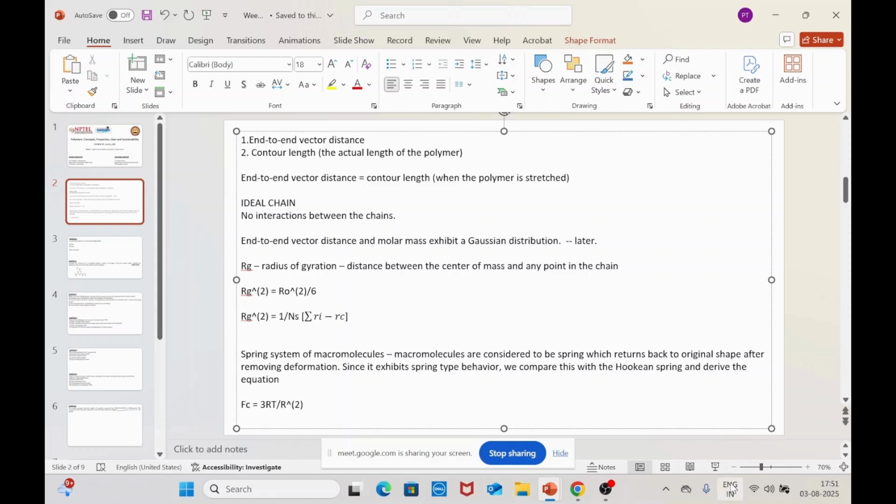So if you see here, this force is proportional to the temperature. Since this force is directly proportional to temperature, the spring constant is also going to be directly proportional to the temperature. So if you increase the temperature, the spring constant is going to increase, so the modulus of elasticity is going to increase. That is the reason why rubber exhibits increased modulus with temperature, because of these conformation changes.